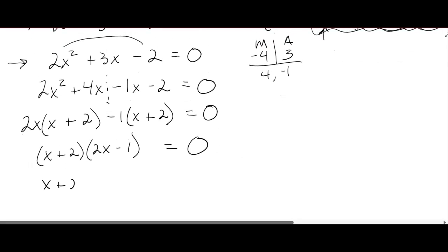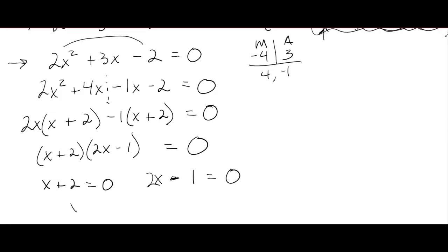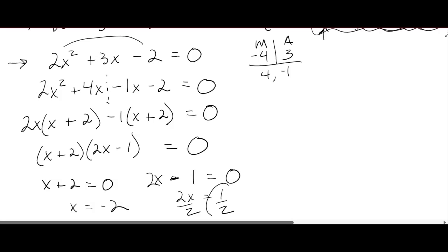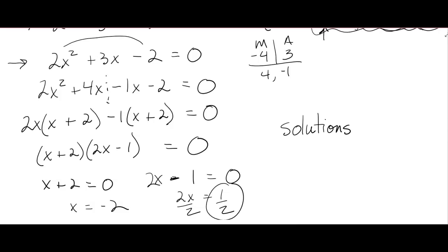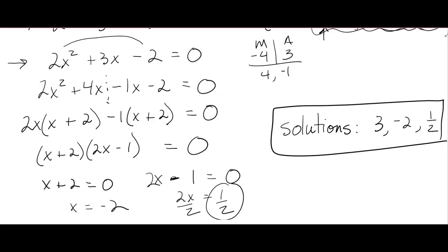When does x plus 2 equal 0? This is back to the zero product principle. And 2x minus 1. So here you're going to get x equals negative 2. And here, if you put the 1 on the other side and divide by 2, you get x equals 1/2, right? So the solutions, or the zeros of the equation, are 3, that one they gave us, and negative 2 and 1/2. So there were 3 solutions.